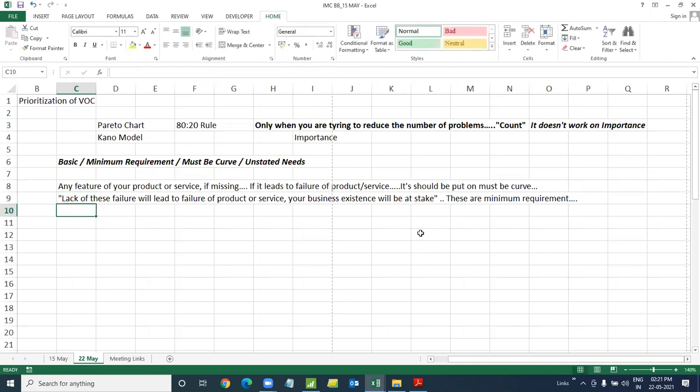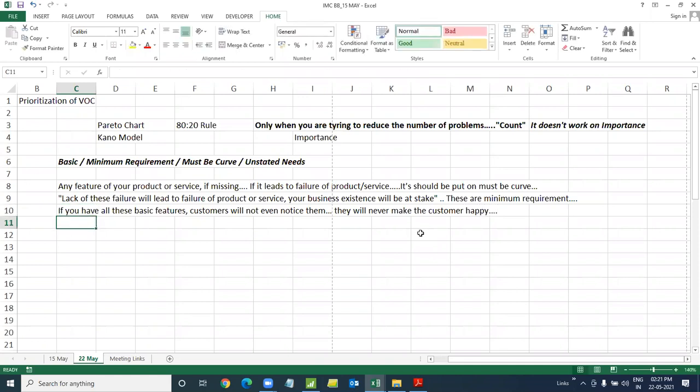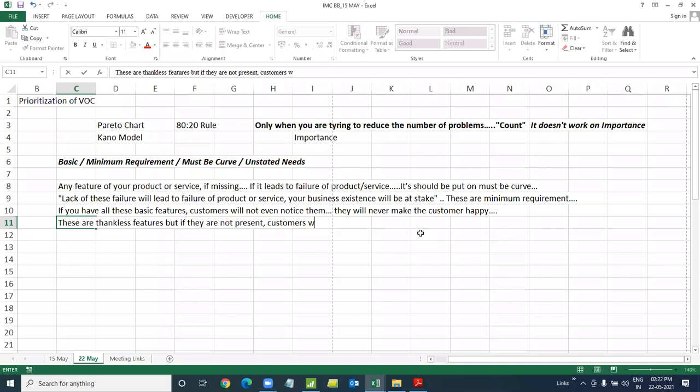And next, along with this, if you have all these basic features, customers will not even notice them. They will never make the customer happy. That's a weird one. These are thankless features, but if they are not present, customers will have serious issues. Bottom line, let's understand why I'm saying so. Let me go back to the chat, quickly take up the question.